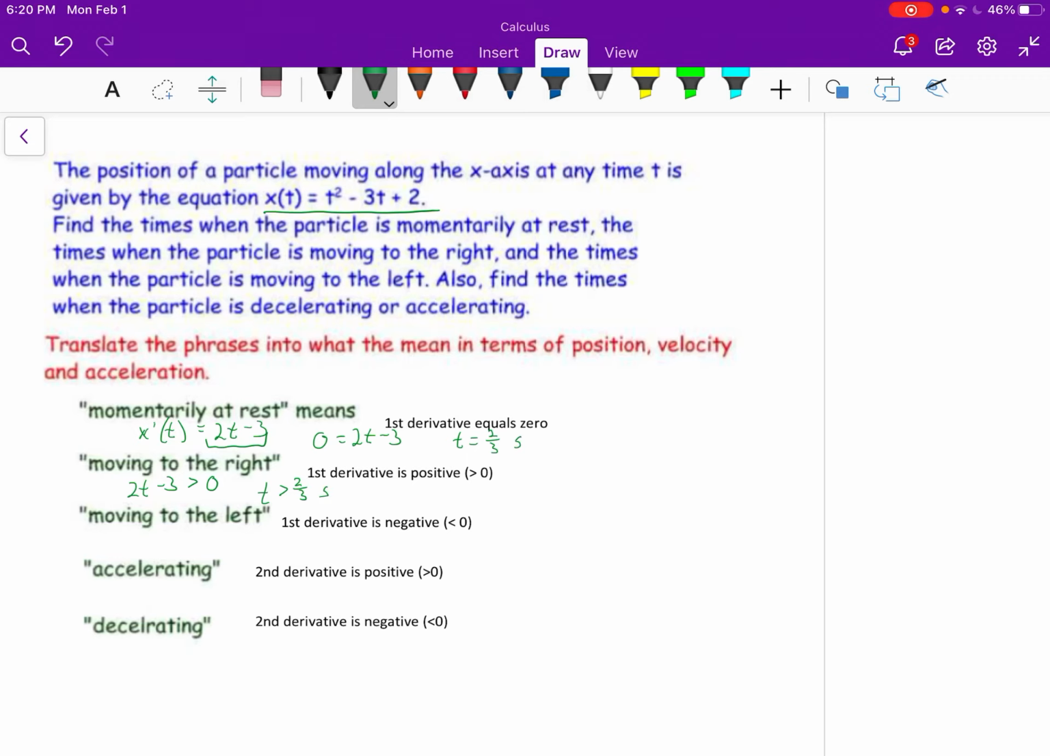So we're going to assume this isn't seconds. We talked about that earlier, I think. So after 2/3 seconds, it's moving to the right, and it's always moving to the right after that.